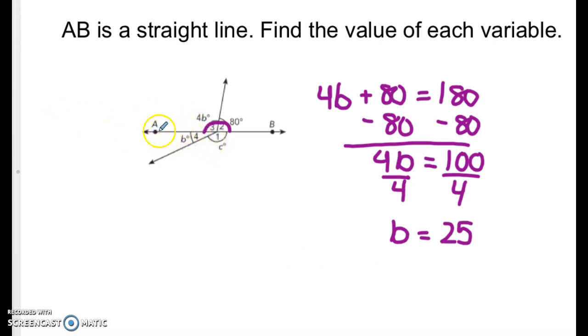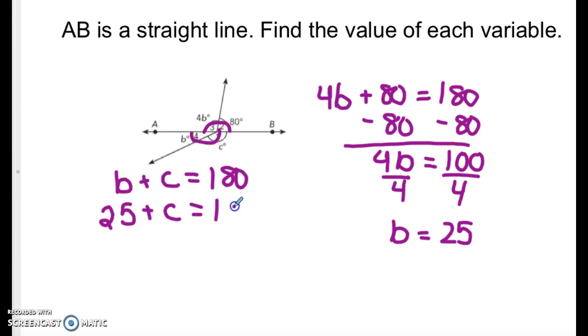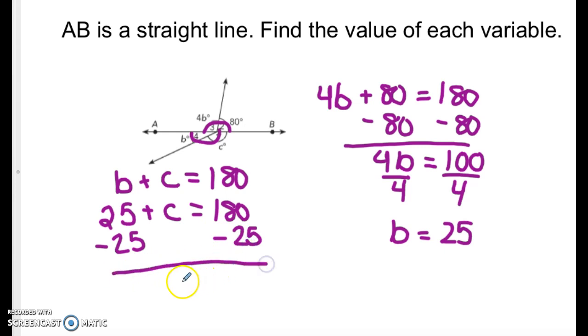To find the value of c, we can use the straight line again, but we have angle 4 and angle 1 here also equal 180. So b plus c equals 180. And we know that b is 25, so we can plug in 25 for b. Subtract 25 on both sides. We get c equals 155. So we found our two variables. b equals 25 and c equals 155.